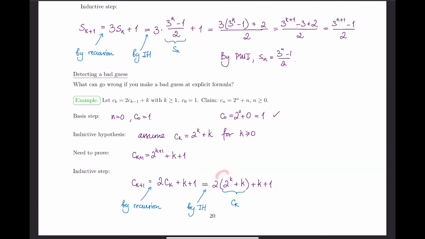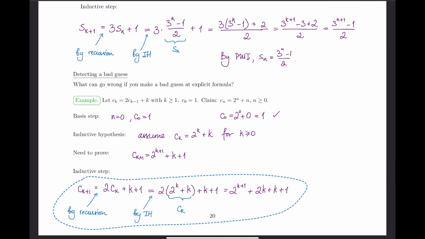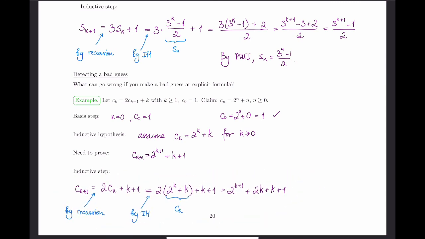Okay, so let's open up the brackets. So what am I going to have here? I'm going to have 2 times 2 to power k. So I have 2 to power k plus 1 plus 2k plus k plus 1. Okay, so simply opening up the brackets. 2 to power k plus 1 plus 2k plus k plus 1. Okay, seems pretty good so far. Let me move this over a little bit, give it more room. Okay, what do I have next?